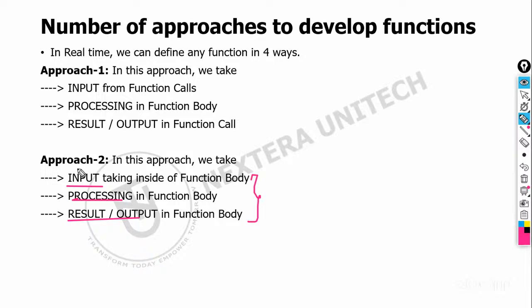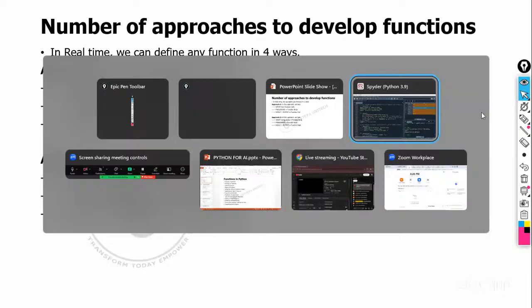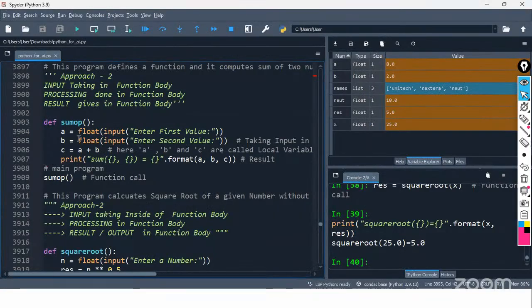Let us also understand a few examples to develop functions using approach 2. See, what are we doing? I'm defining the same function, some operation, which helps us to return the addition of two numbers.